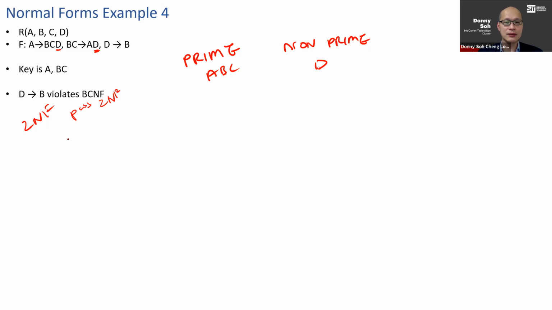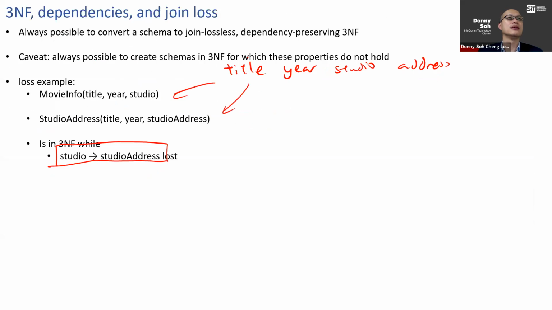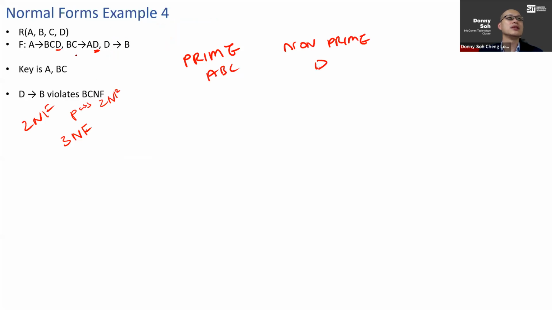Okay. So we check to see 3NF. Does it pass 3NF or not? So in 3NF, let's go through the formula again, the definition. Non-prime attribute dependent only on candidate keys or super keys. Okay, so once again, this is a key. This is a key. So this also passes 3NF. Okay. In BCNF, all the left-hand side must be a super key.